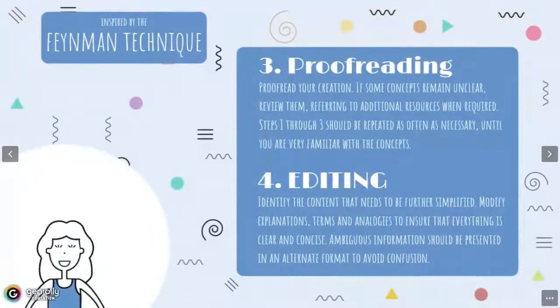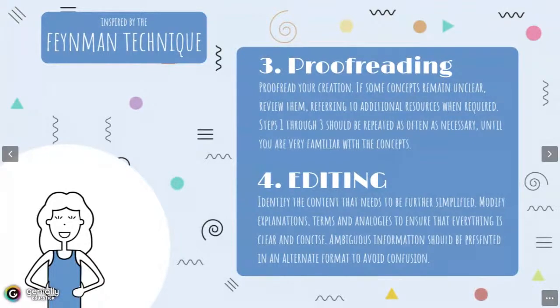The next step is proofreading. You should proofread the explanation that you made and add some detail if it's unclear. Also go to resources to add information and detail, and make it more understandable and easier to understand. Steps 1, 2, and 3 should be repeated in a loop until you're satisfied with the result.